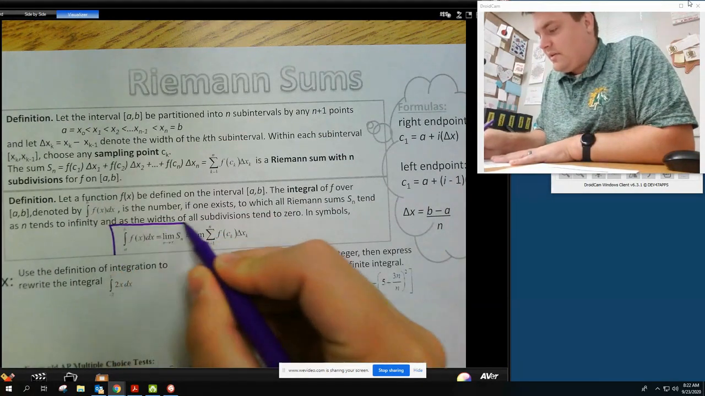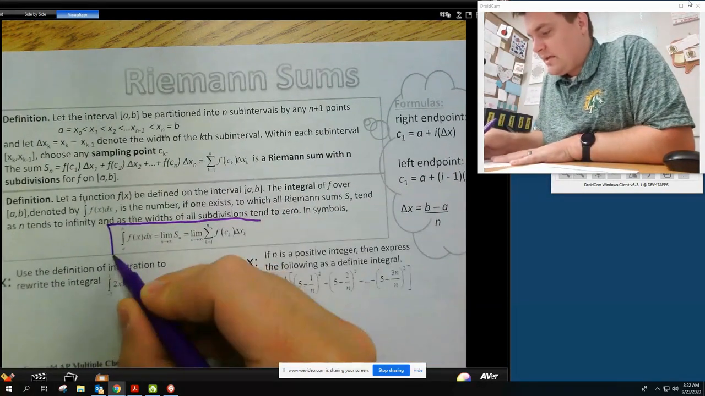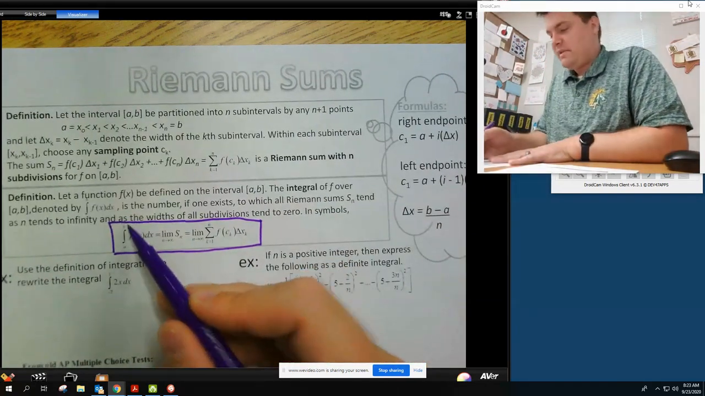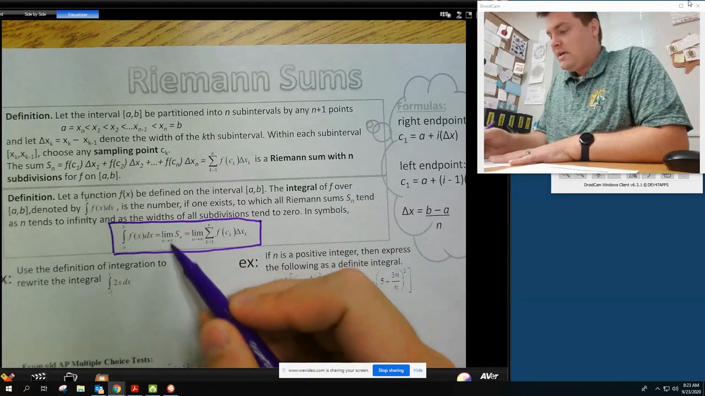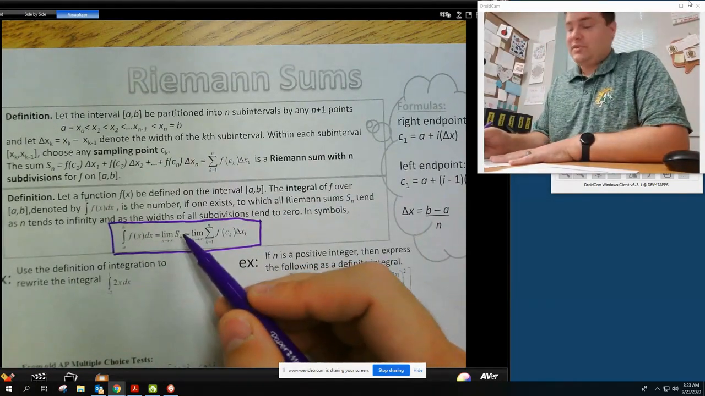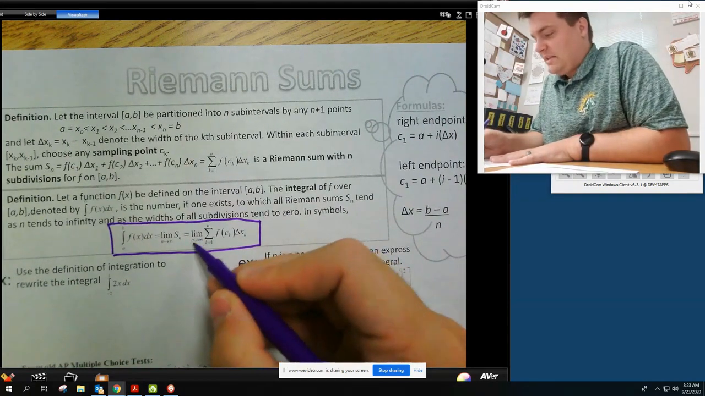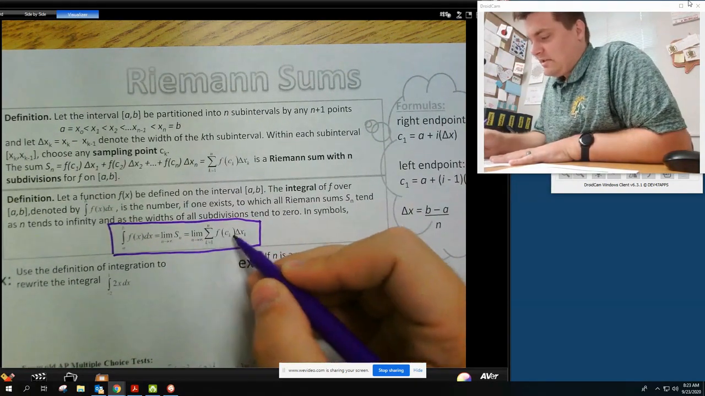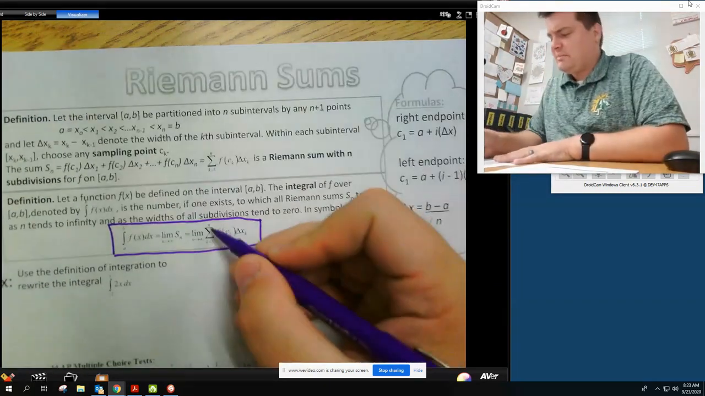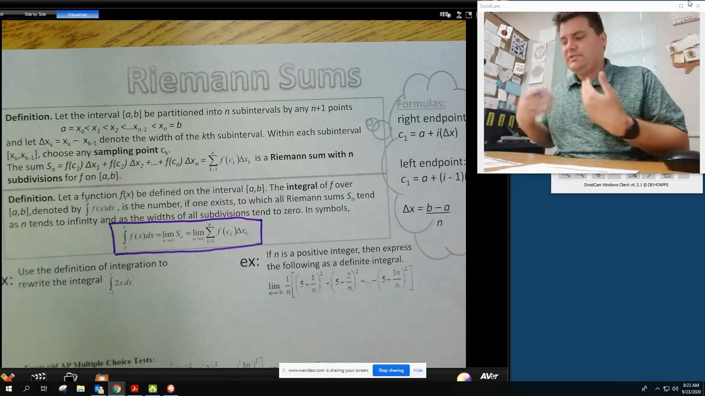So this little integration symbol is the same thing as a summation. Okay? So the integral from a to b of f of x dx is equal to the limit as n approaches infinity of the series. S stands for series. Holy cow, this looks kind of weird. This is the sigma notation, which means you're going to keep adding all of these over and over and over again.